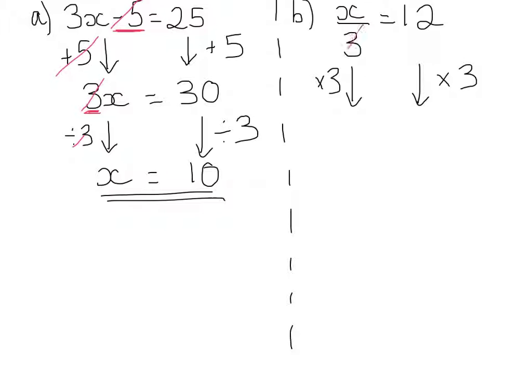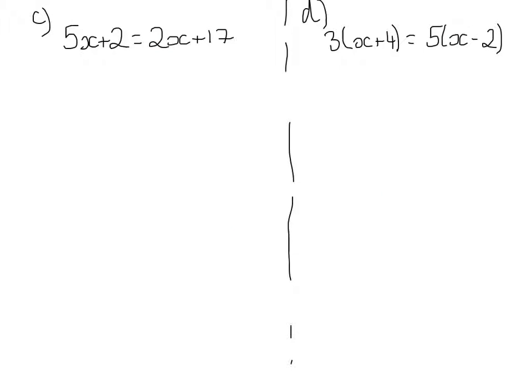Because I'm multiplying this side by 3, I also have to multiply this side by 3 as well. So these will cancel out, so all I have left on this side is an x, and on the other side 12 times 3 is 36, so x is equal to 36. Two slightly harder ones now because we've got x's on both sides, we've got letters on both sides, so it's going to take a few extra steps.